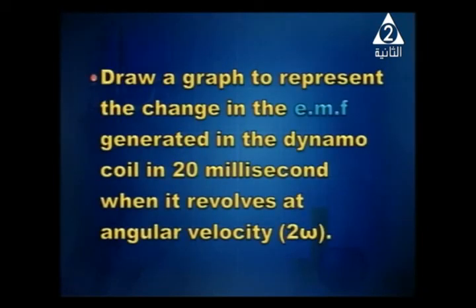And now sketch a graph to represent the change in the EMF generated in the dynamo in 20 milliseconds when it revolves at an angular velocity 2 omega. So angular velocity is doubled. Okay, we want you to redraw it once again, but after doubling the angular velocity.